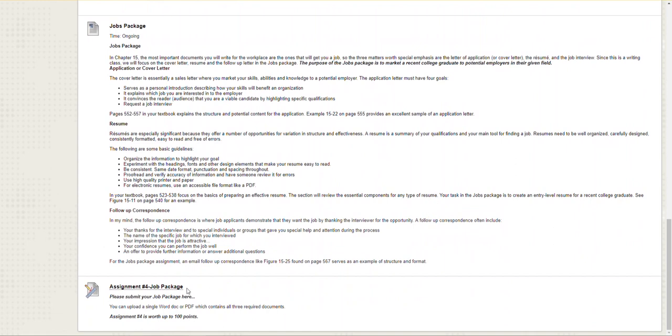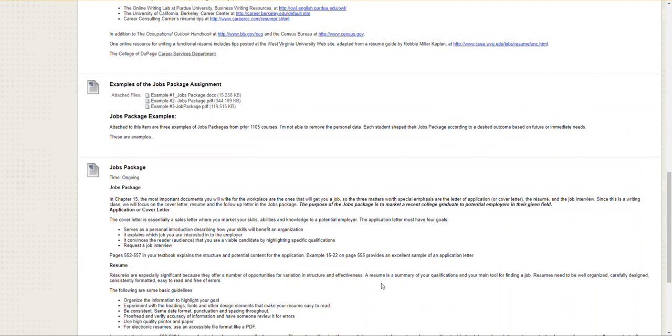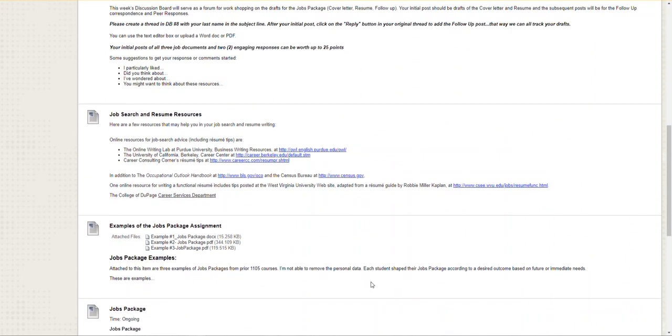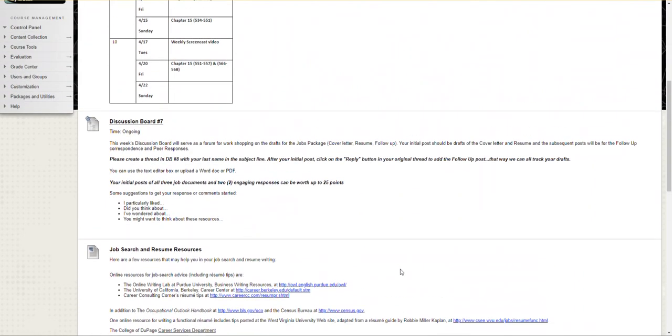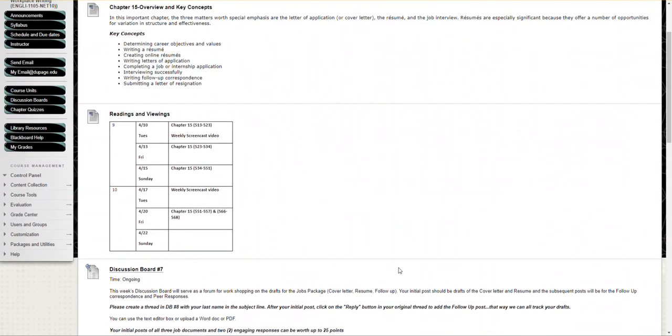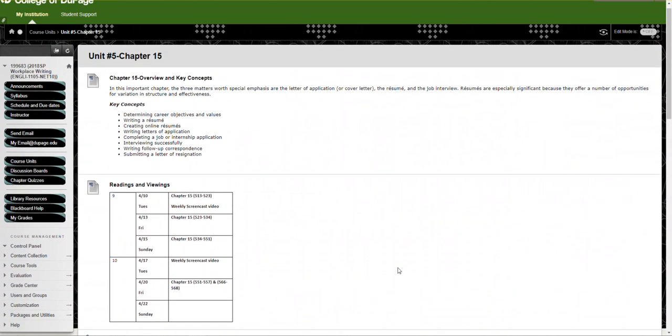And at the bottom of the unit here is your assignment for jobs package upload link for the assignment. So this week it's study and reading and working through the chapter quiz, and you should be assembling all your information and start putting together components that you need for your successful job package.